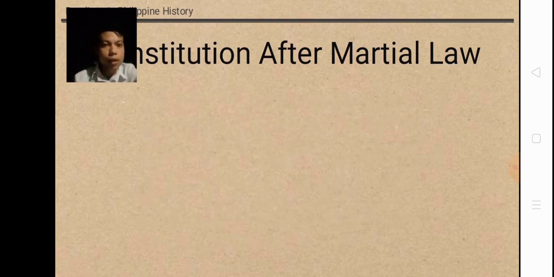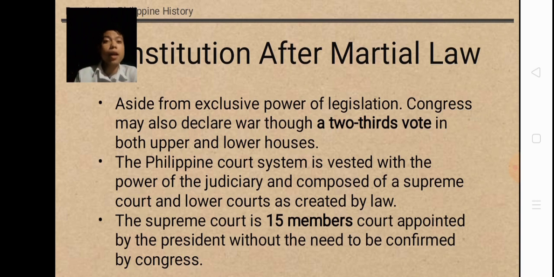Aside from the exclusive power of legislation, Congress may also declare war through a two-thirds vote in both the upper and lower houses. The Philippine court system is vested with the power of the judiciary and is composed of a Supreme Court and lower courts as created by law. The Supreme Court has 15 members appointed by the President without the need to be confirmed by Congress.